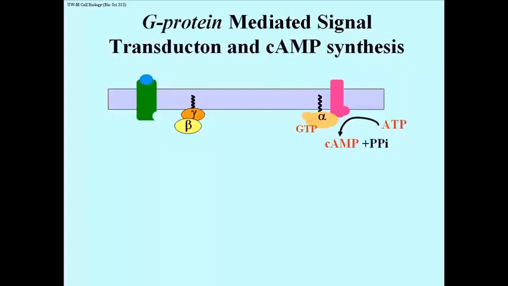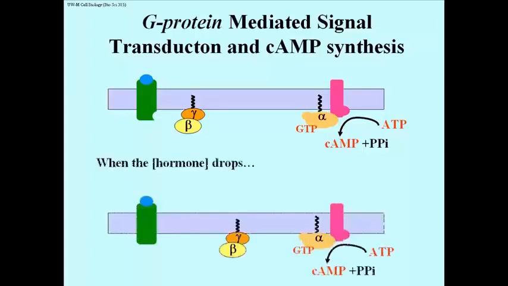Cyclic AMP is produced faster than it is degraded as long as the hormone remains bound to the receptor and the GTP-bound alpha subunit of the G-protein remains bound to the adenylyl cyclase. The cell, in other words, will keep making cyclic AMP to sustain the cell response until levels of the signal molecules drop in the blood, as illustrated here in the animation.